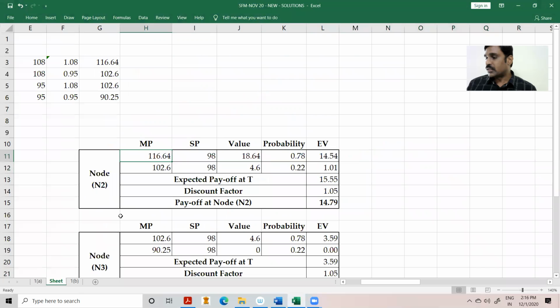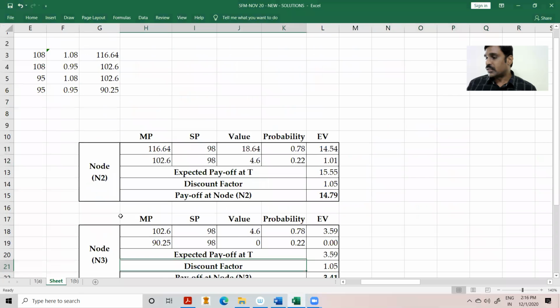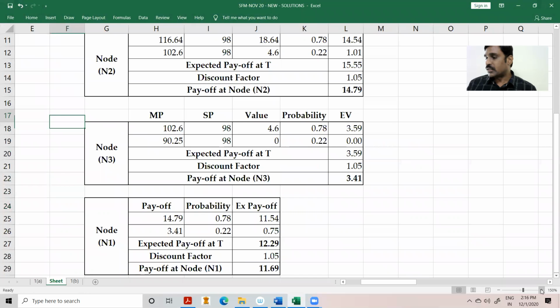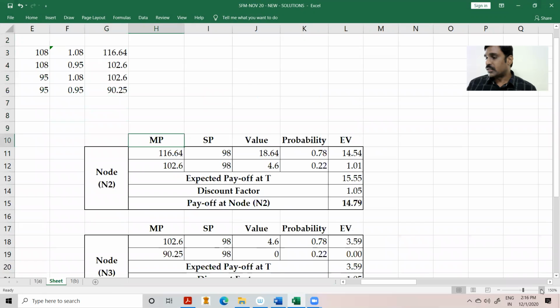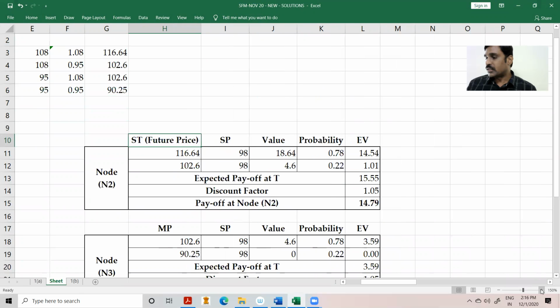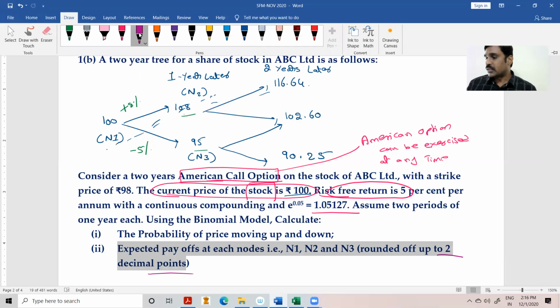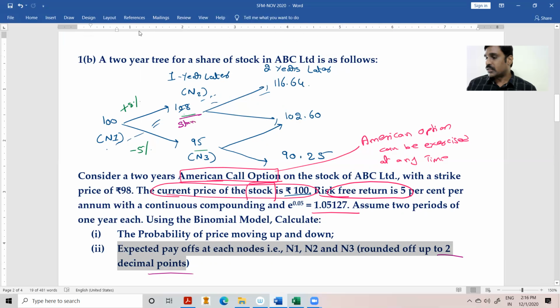Look at this point, N2, node 2. The value at node 2. What is the market price? ST. From the node 2 point of view, ST refers to the future price. What is the future price? If you stand here at N2, my future will be any of these: either 116.4 or 102.60.